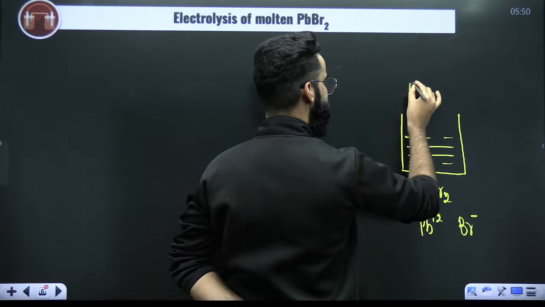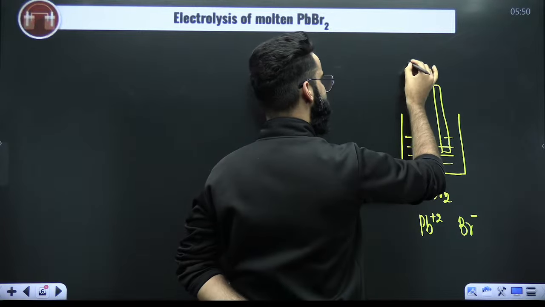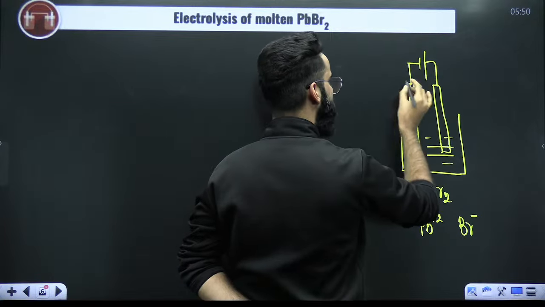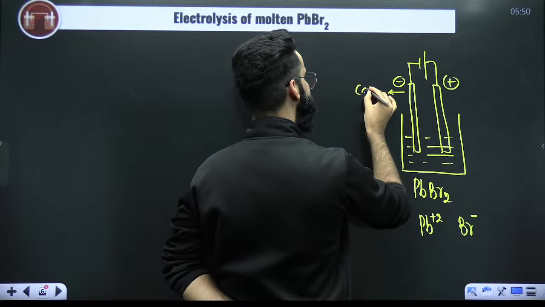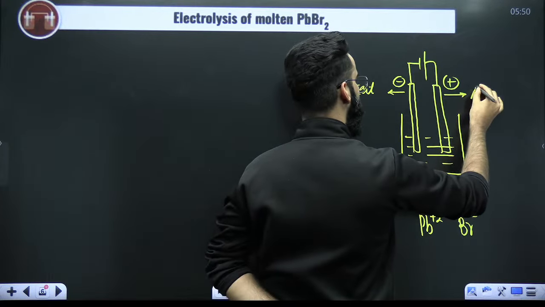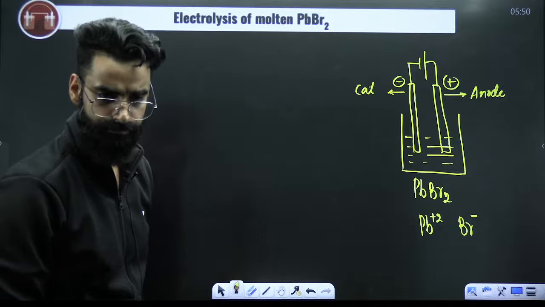So insert two rods here. You have inserted two rods here. Now connect these rods with the battery, right? This is negative, for example. This is positive. Negative over here is called the cathode. This positive over here is called the anode, right? Now can you let me know what's going to happen?